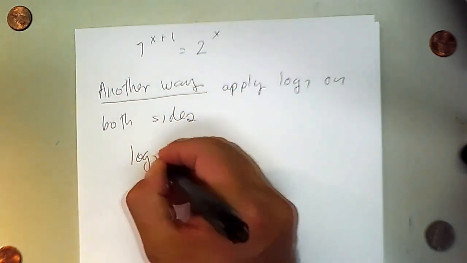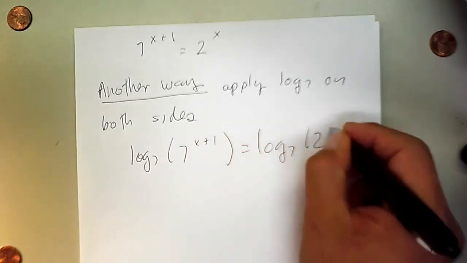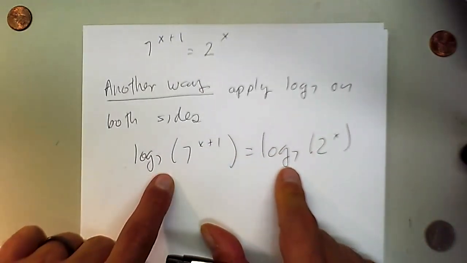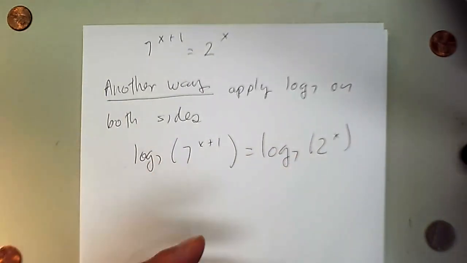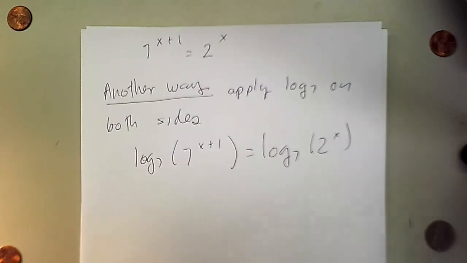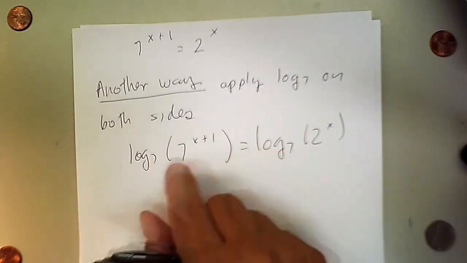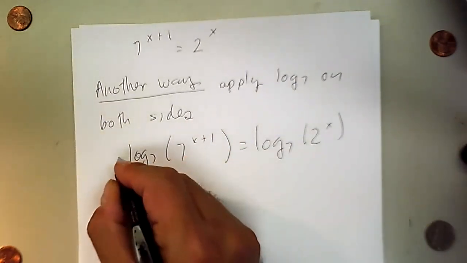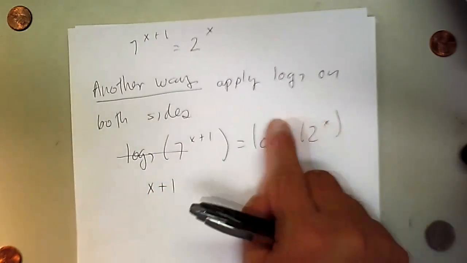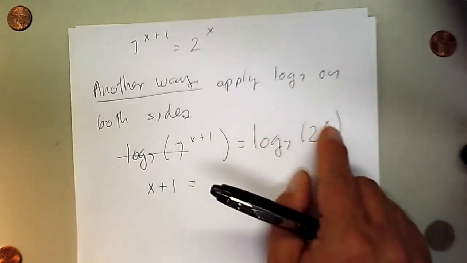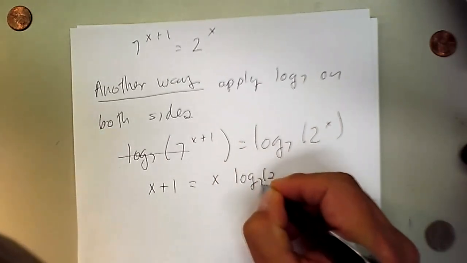So logarithm base 7 of 7 to the x plus 1 is equal to the logarithm base 7 of 2 to the x. We have to be consistent. We cannot have 7 and 2. No. It's just like when you're solving an equation, you add the same number to both sides of the equation. You don't add different numbers to an equation. So likewise here, we apply the logarithm base 7. Now that simplifies this, and we end up with x plus 1. Here, we multiply by the x. We bring the exponent down as x times the logarithm base 7 of 2.